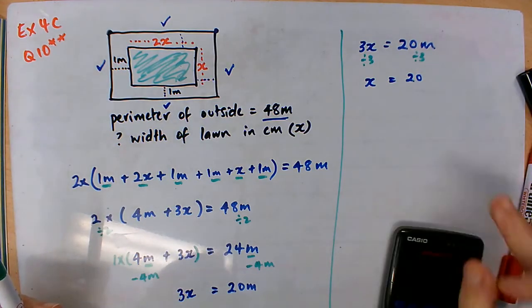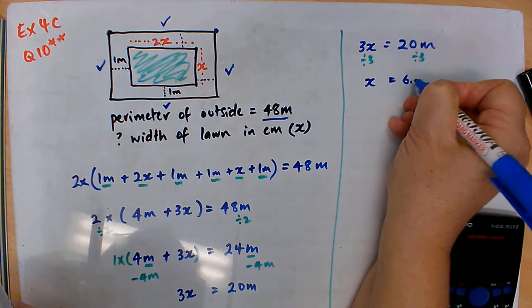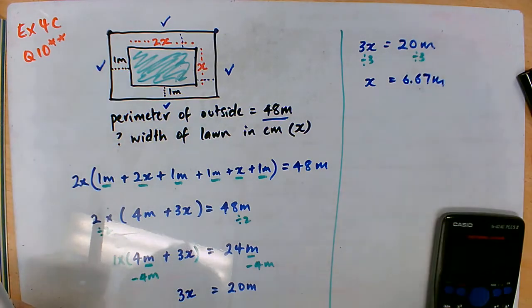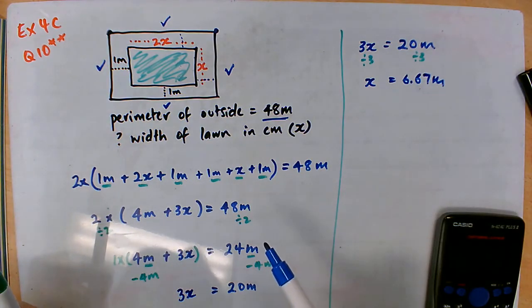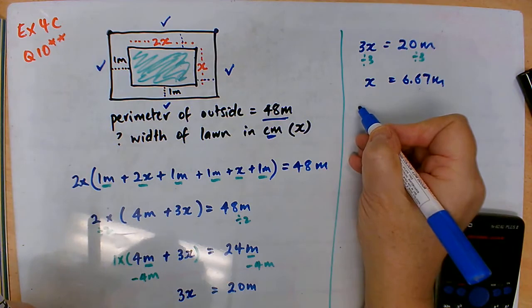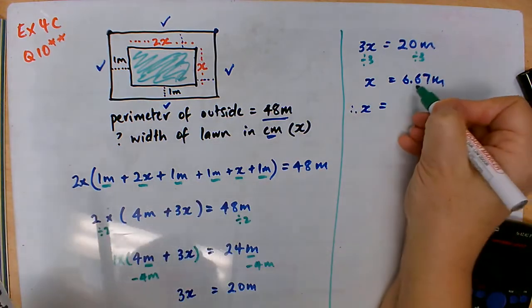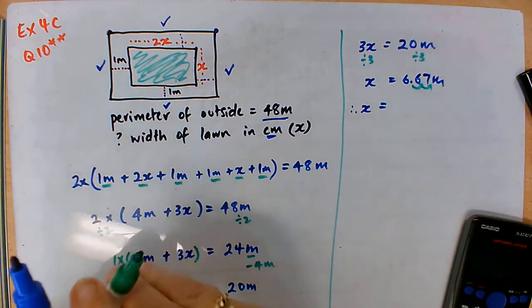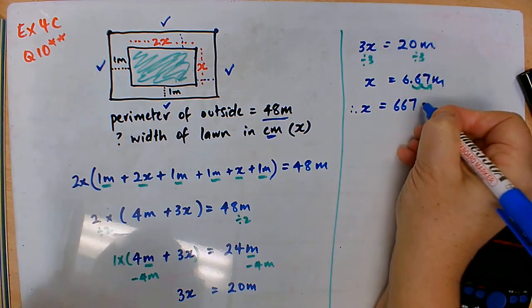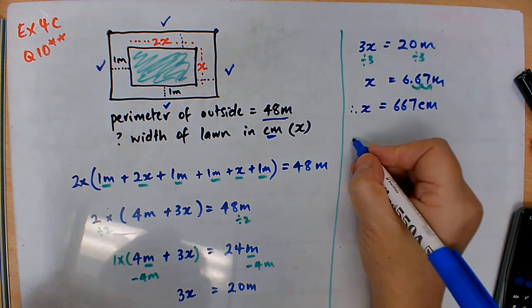I'm actually going to turn it into a decimal now. So let's do that. 20 divided by 3 equals 6.67 metres. Now, so we've figured out what x is, but the question was asking us to the nearest centimetre. So since this is in metres, therefore x is going to equal, we multiply it by 100, so we move our decimal place 2 places, 667 centimetres.